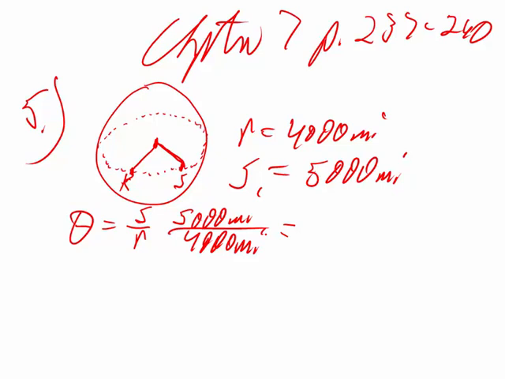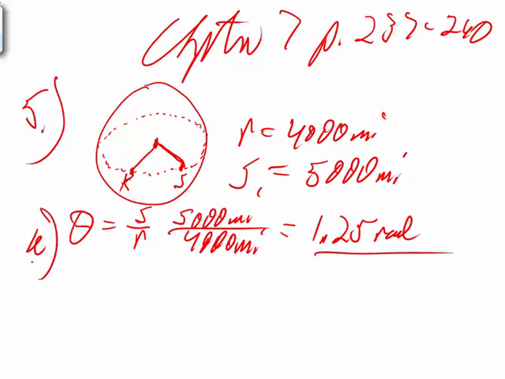So we get, well, 5,000 divided by 4,000 is 1.25, exactly. I can't write anything right today. I guess because it's the end of the week. It's Thursday. All right, 1.25 radians. So there it is in radians. Now let's find it in degrees.